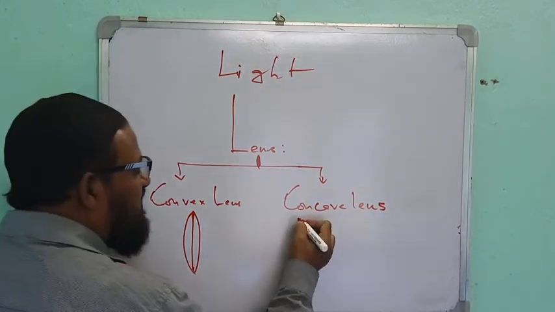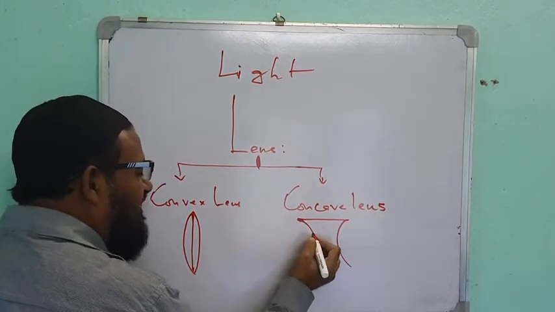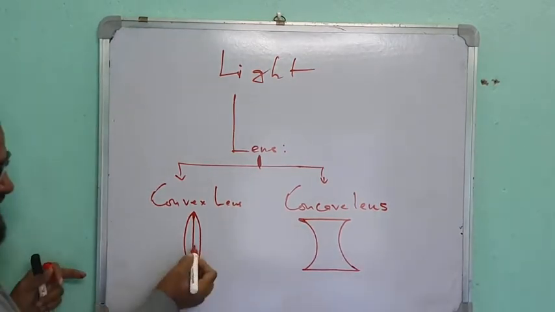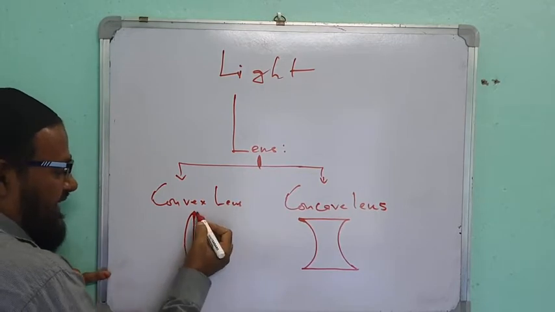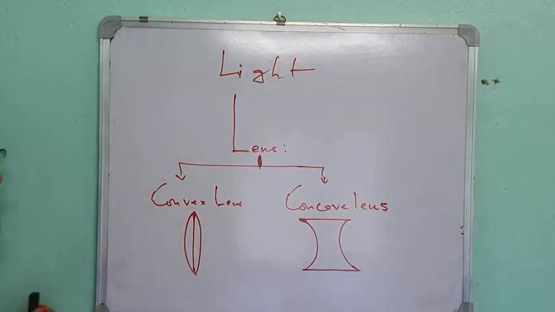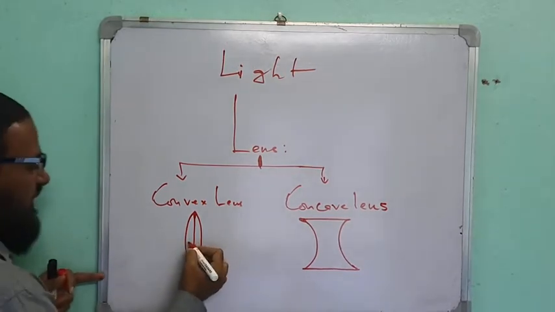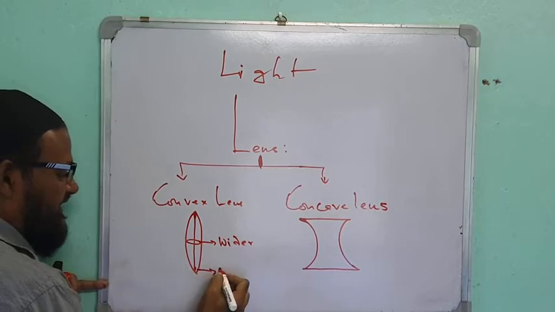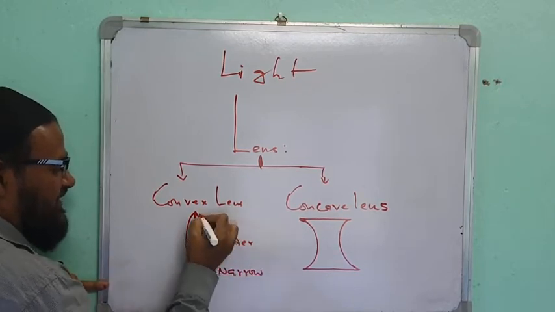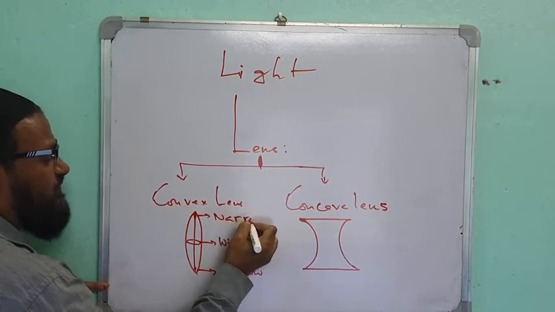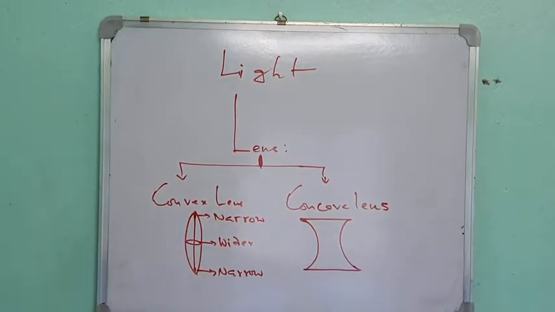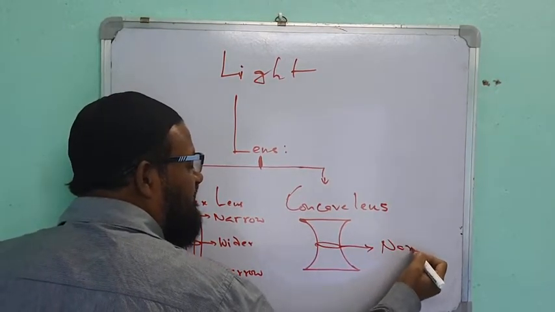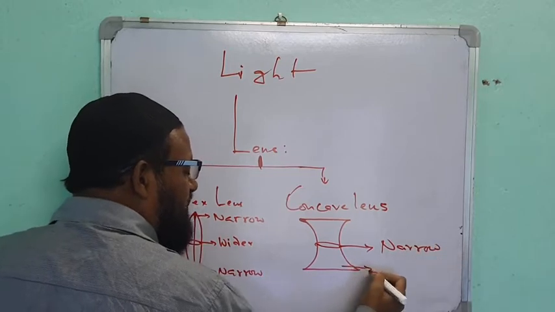Now, what is a convex lens? See here. The middle portion is wider, the ends narrower. This is the convex lens. The middle part is wider. This is narrow. This is also narrow. Here it is narrow, and this part is wider.